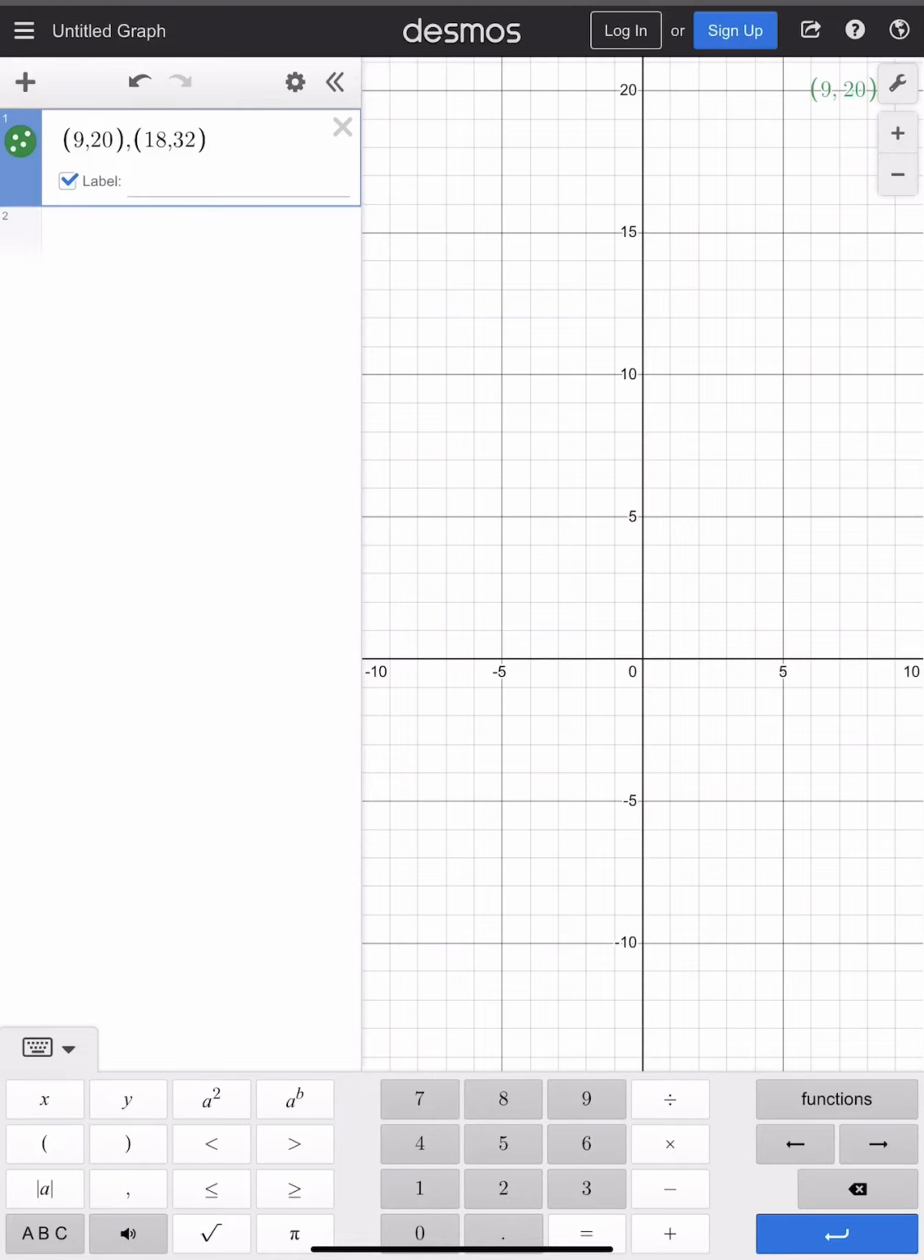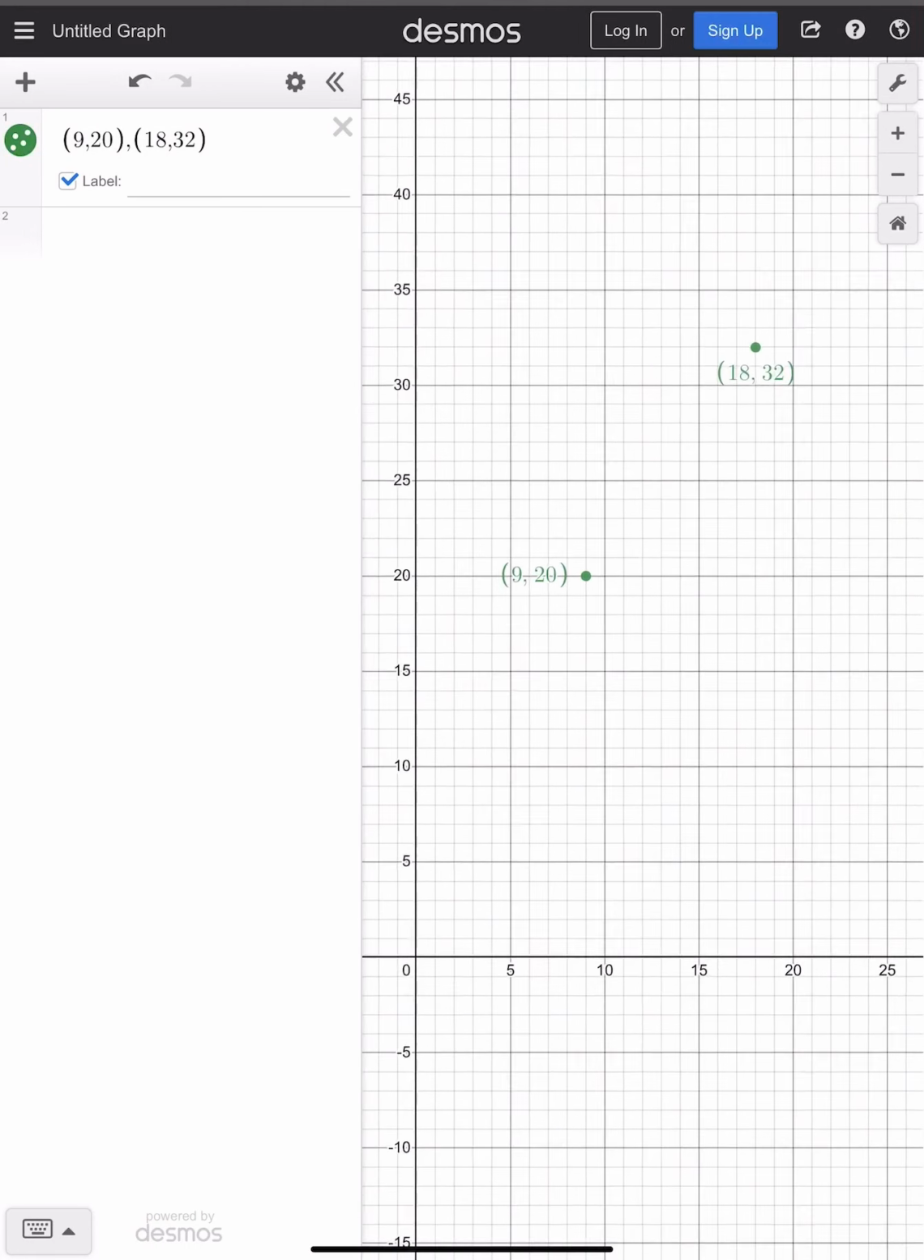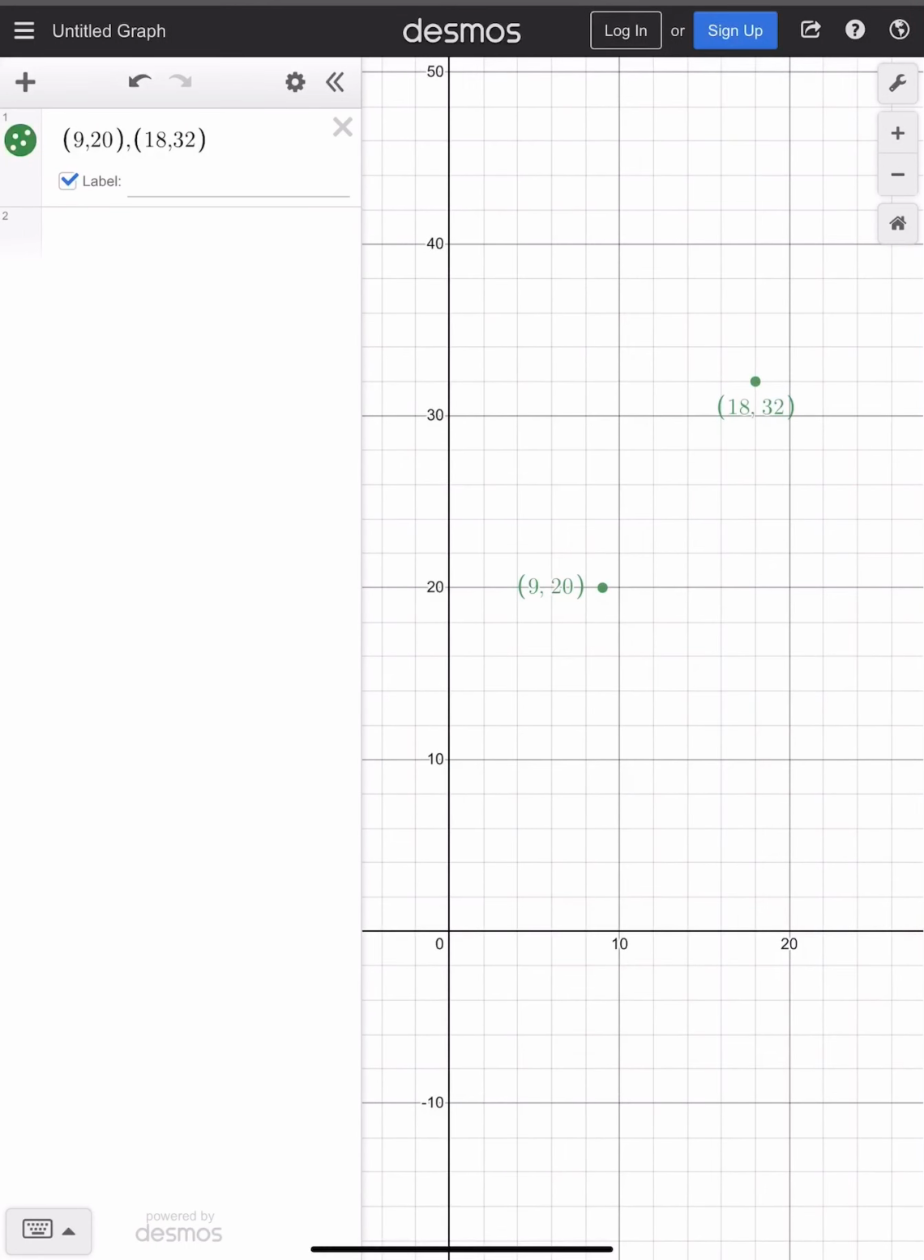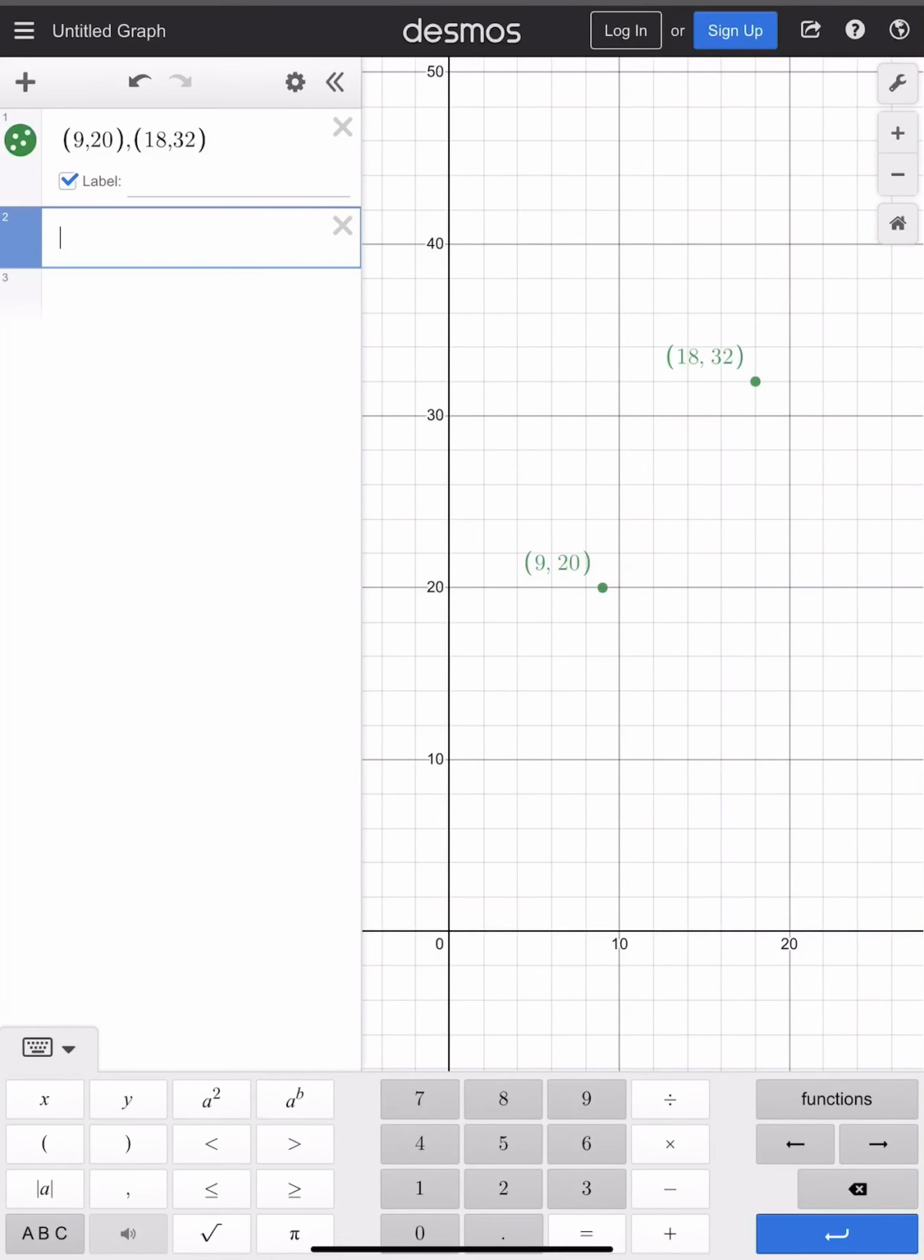I'm going to click the little label button so that we can see where the data values are on our screen. The next thing I'm going to do is type in my y equals mx plus c equation, but I'm also going to make sure that I input the values that I've calculated earlier. So y equals the gradient, which was 1.33333333, and then I'm going to put in my x plus my c value, which was 8.